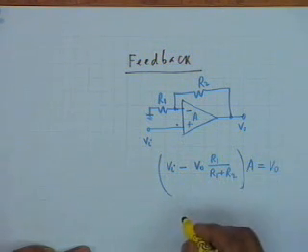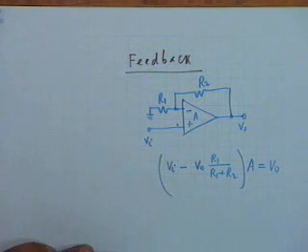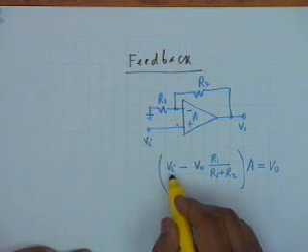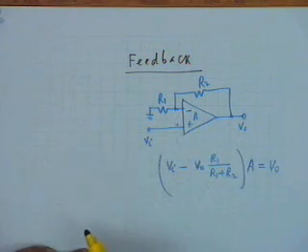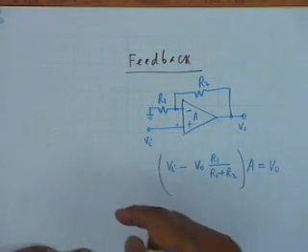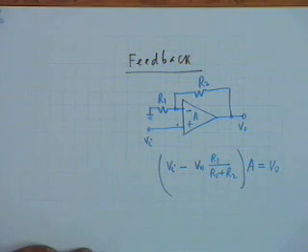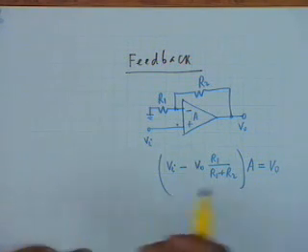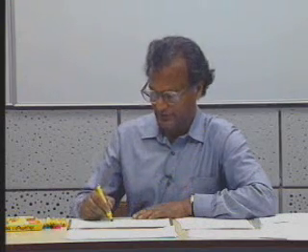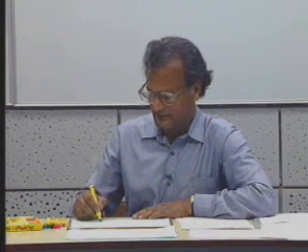And the kind of feedback that exists here is negative feedback, because the actual voltage applied to the input of the op-amp is less than what is actually applied. If the input had increased, then we would have said positive feedback. So this is negative feedback.